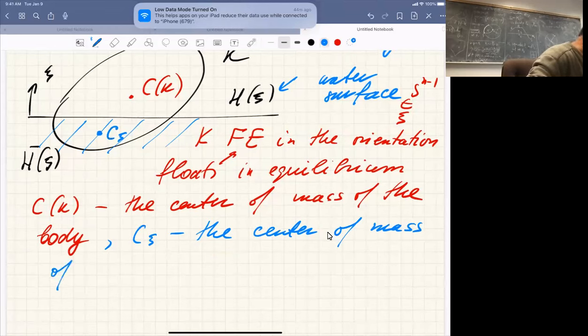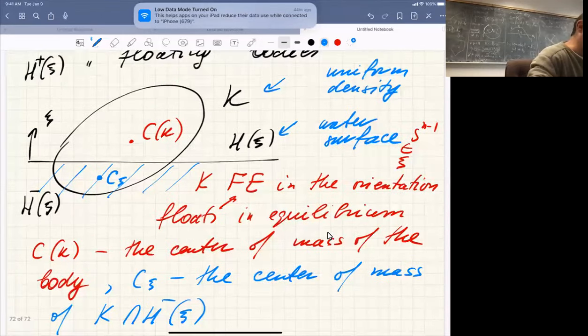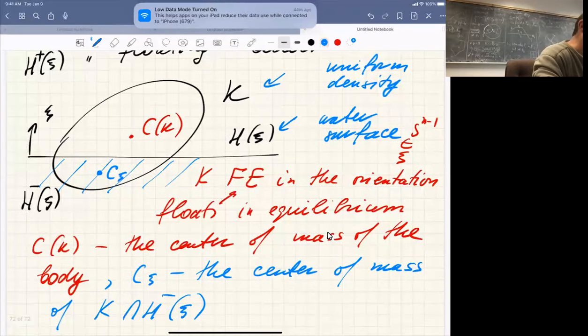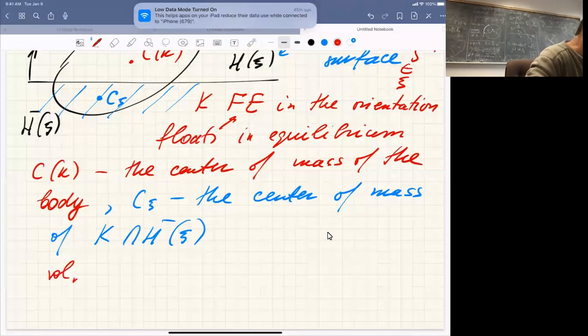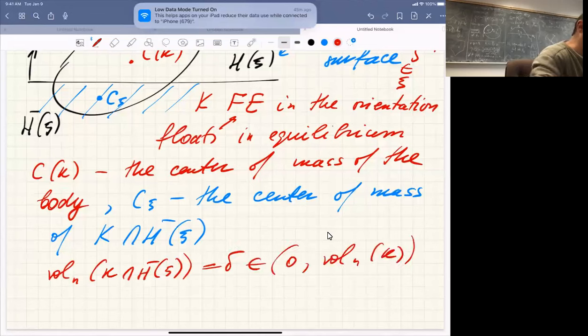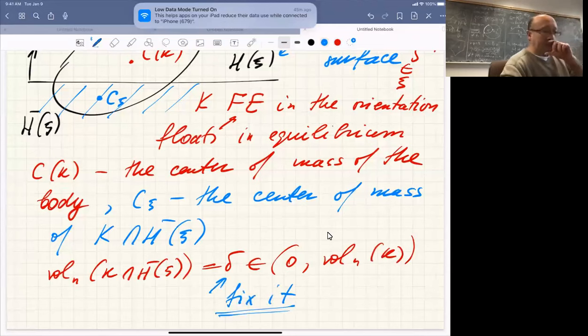Of the underwater part. So K intersection H minus psi. Okay. What I'm going to, of course, I talked about uniform density and constant density, yes? So this is uniform density. So it means that the volume below the water is fixed. Yes, some delta number. This is a number between 0 and the volume of the body. And please fix it once and forever now. Fix it during the conversation, any number. For example, half of the volume, or a third of the volume, or a tenth of the volume, whatever you prefer.